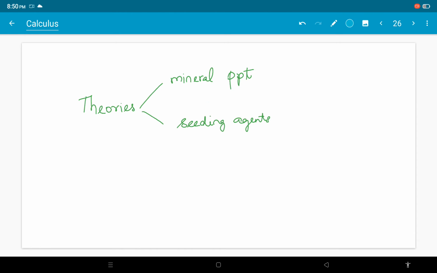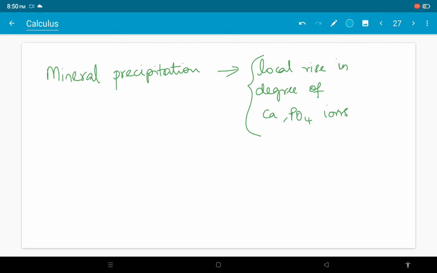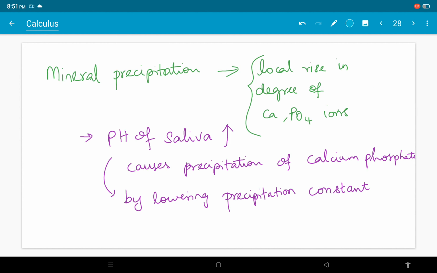So to begin with, the theories can be grouped into two major groups. Either it is by mineral precipitation or by seeding agents. This is theories of mineralization of calculus. So how does it happen in the mineral precipitation concept? There is a local rise in the degree of calcium and phosphate ions. How does this local rise in degree of calcium and phosphate ions happen? They are giving three possible reasons.